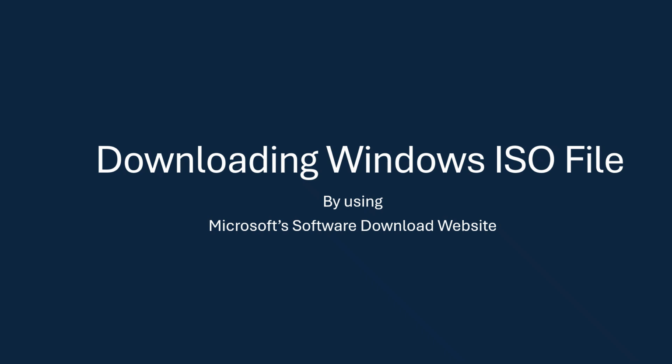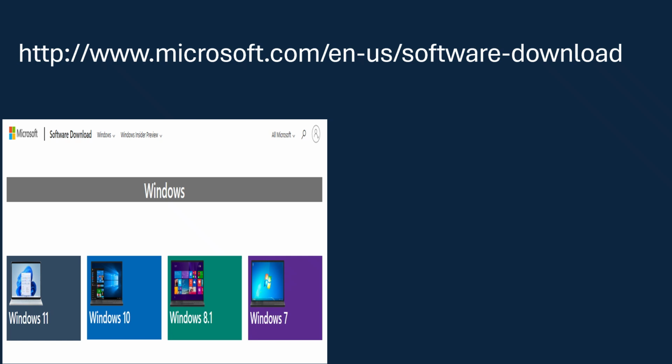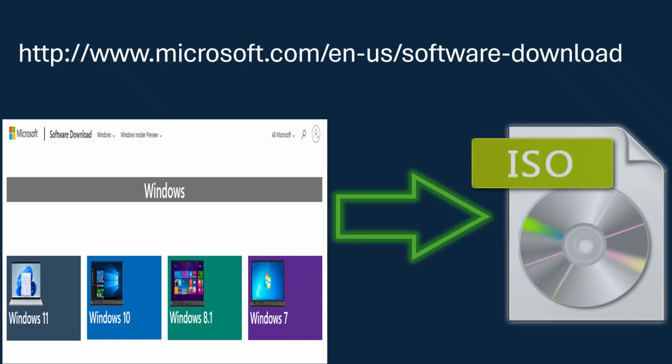Today we will learn how to download Windows ISO file by using Microsoft Software Download website. The URL of this website is as shown. You will use this website to download the ISO file for the Windows that you want.